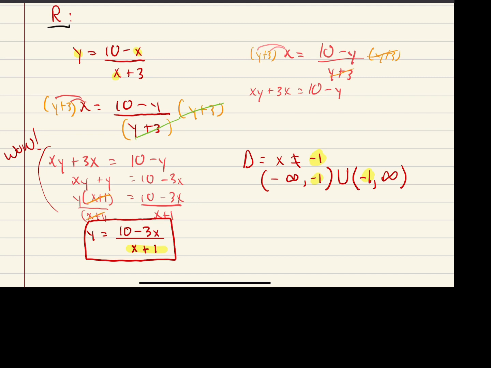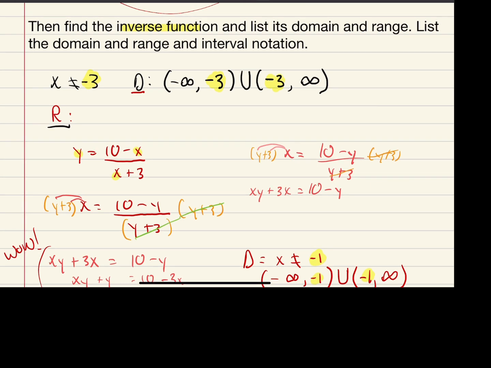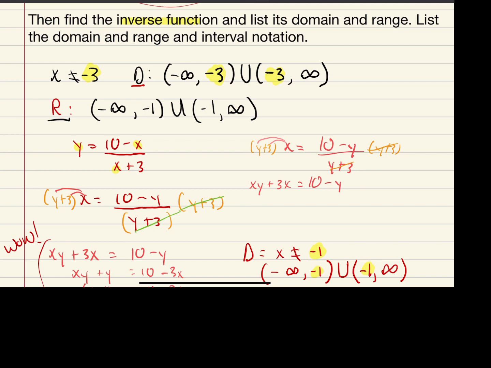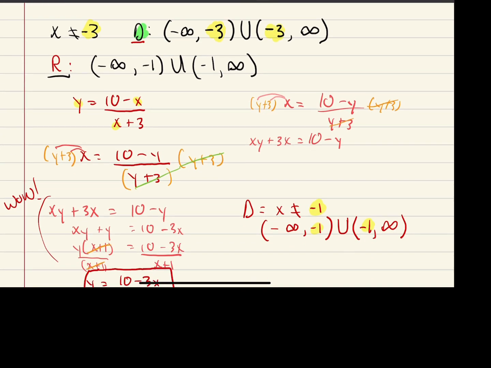Now, this is important because remember that the domain of the inverse is going to be the range of the original. So now we're going to go to the range and we're going to write negative infinity to negative 1, union, negative 1 to positive infinity. And the same is true with the domain, whereby we can say that the domain of the original function is the range of the inverse function.